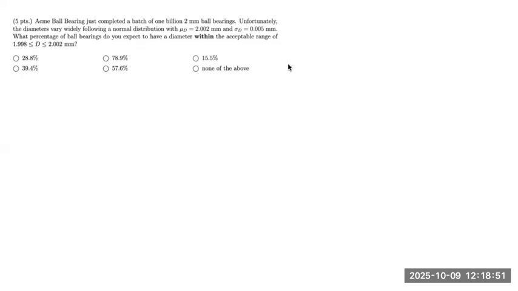So today we're gonna go over the statistics problem for controls, and basically let's read through the problem first. Acme ball bearing just completed a batch of 1 billion 2 millimeter ball bearings. Unfortunately, the diameters vary widely following a normal distribution with a mean diameter of 2.002 millimeters and standard deviation of 0.005 millimeter. So what percentage of ball bearings do you expect to have a diameter within the acceptable range, where the diameter is between 1.998 and 2.002 millimeters?